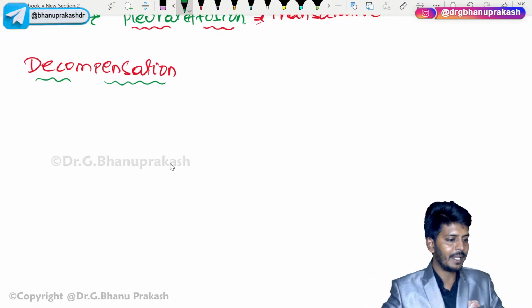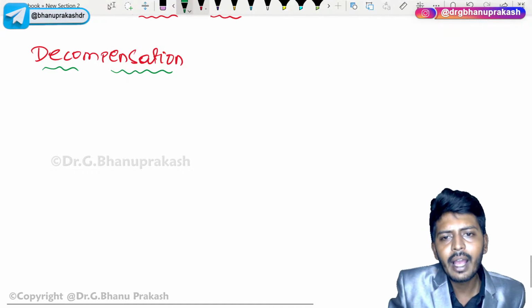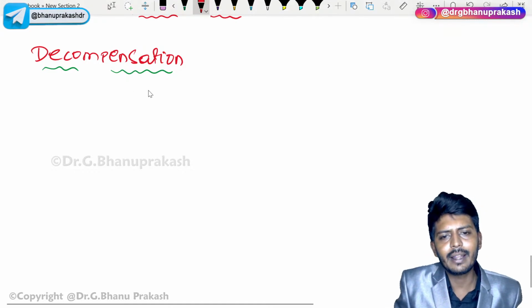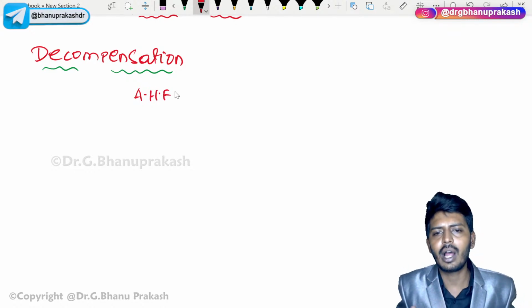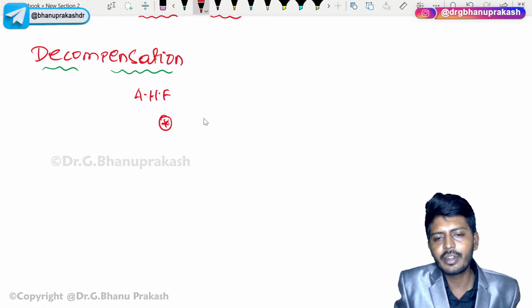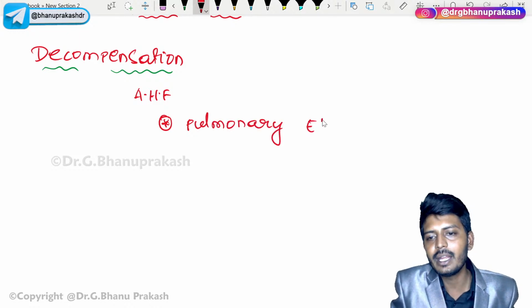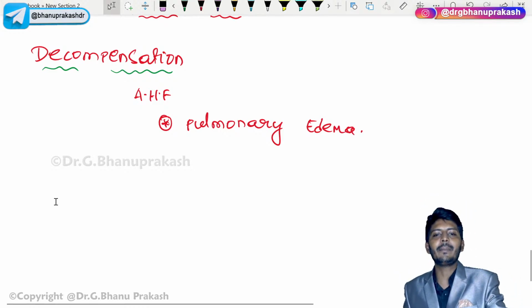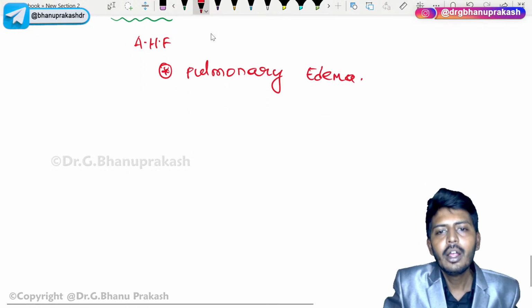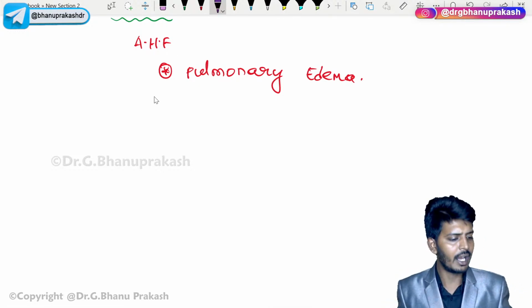So if there is decompensation, suddenly the heart is not pumping. What will happen? The patient will develop an acute heart failure. If the patient develops acute heart failure, the most important condition the patient will develop is pulmonary edema. This is the most important and dangerous condition, pulmonary edema. So if the patient is having decompensation, it will lead to pulmonary edema. In pulmonary edema, what will happen? Increase of fluid accumulation in the lungs.